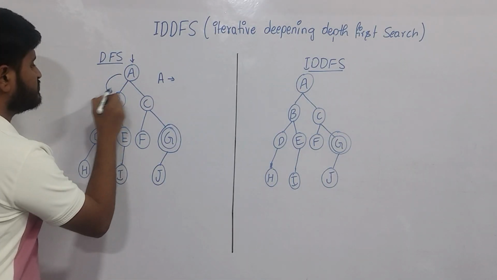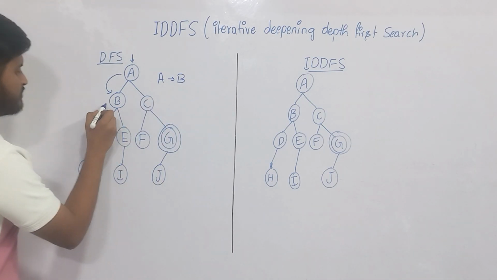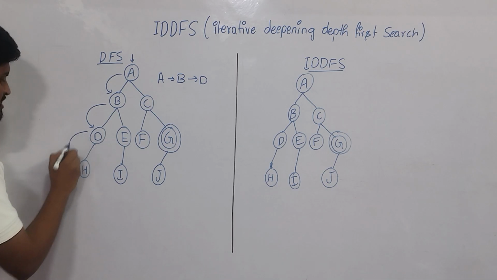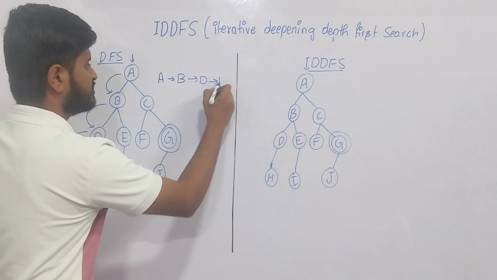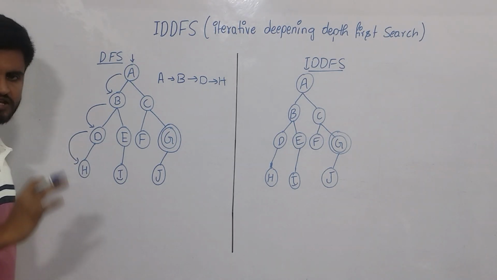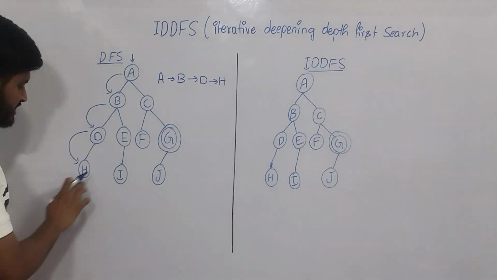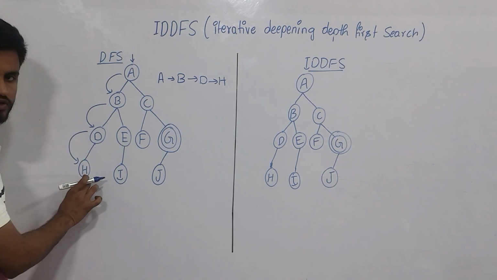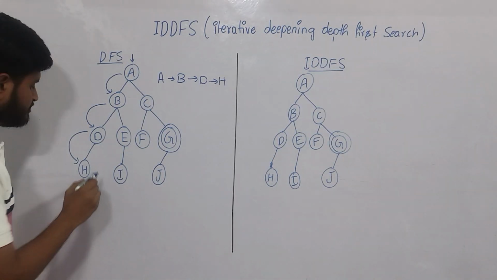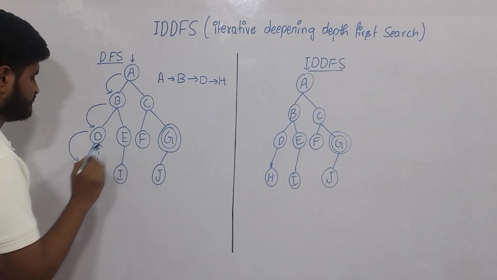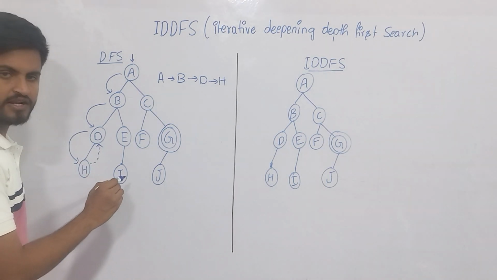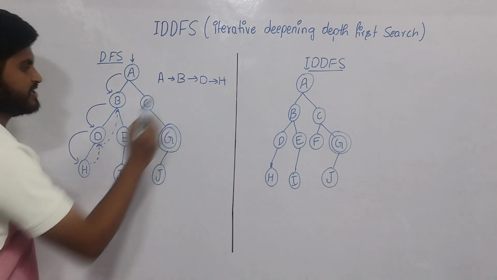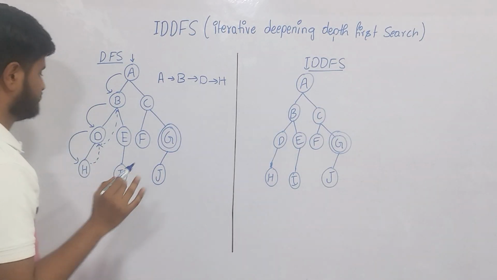So from A we will go to B, from B we will go to D, from D we will go to H. Now if you see, H is a leaf node, that is, there is no further node from H. So 0 child nodes means it is a leaf node. So what will I be doing? I will be backtracking. D does not have any right node, so again I will backtrack to B. D and B are already written, so I did not write them again.